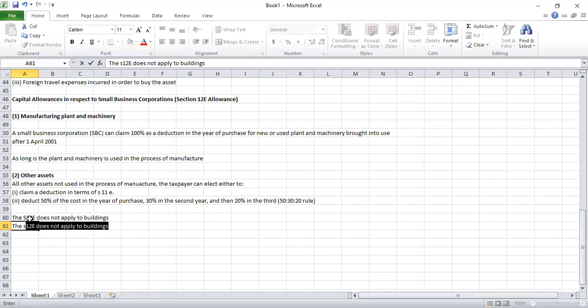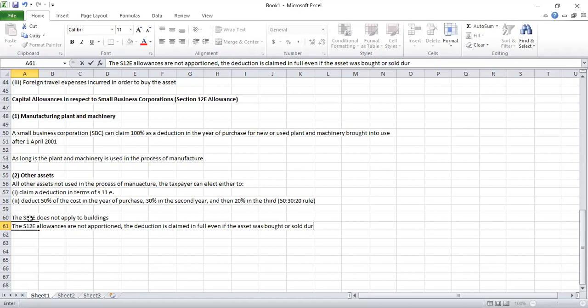The section 12E allowances are not apportioned. The deduction is claimed in full, even if the asset was bought or sold during the year.